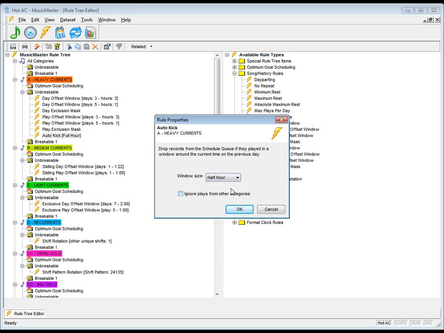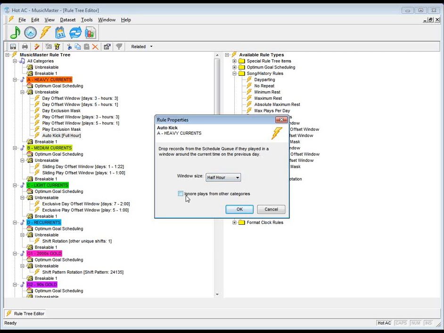We can set it for a half hour, that half hour being 0 to 30 or 30 to 60. Quarter hour is another option, which would be the 15 to 30, 30 to 45, and 45 to top. When it plays in that same part of the hour yesterday, today it punts it out of there, essentially automatically kicking it out of the rotation.